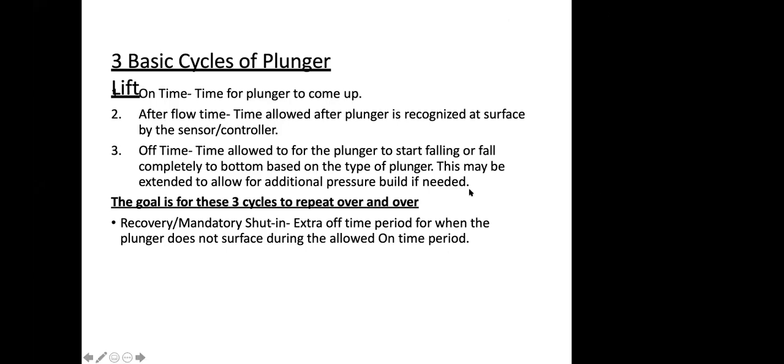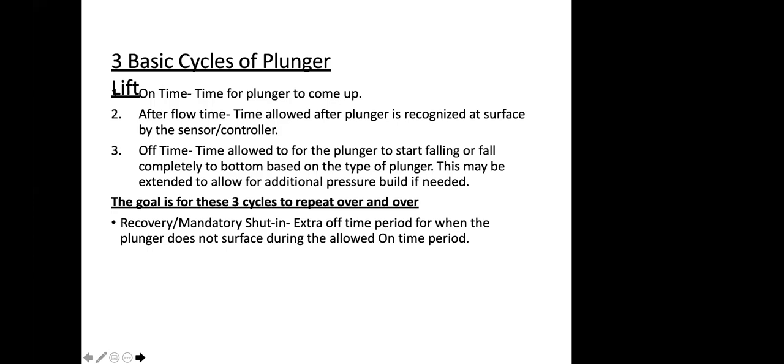And sometimes that could be 30 minutes, depending on the well. You could have an open time of 24 hours, depending on what you're trying to accomplish with the well. But you're essentially waiting for that plunger to come up during the open time.